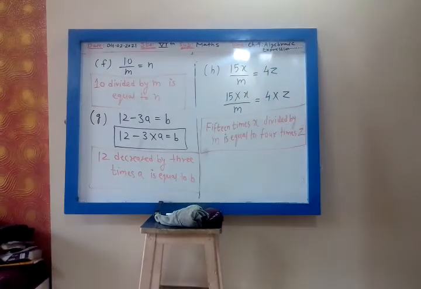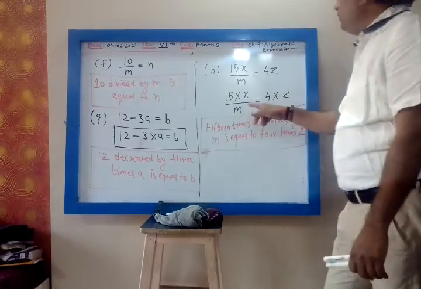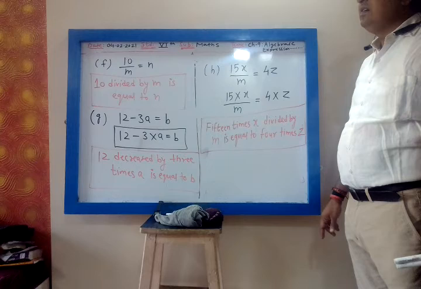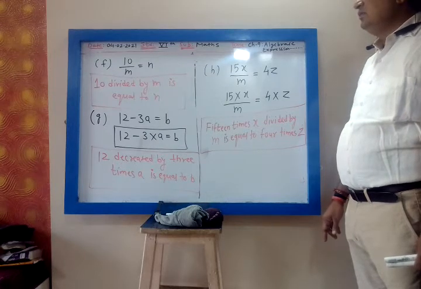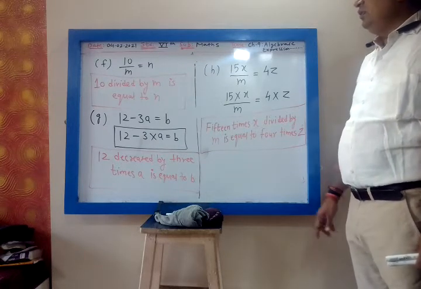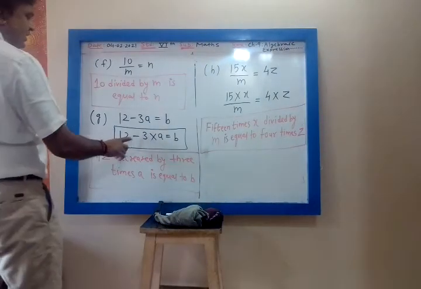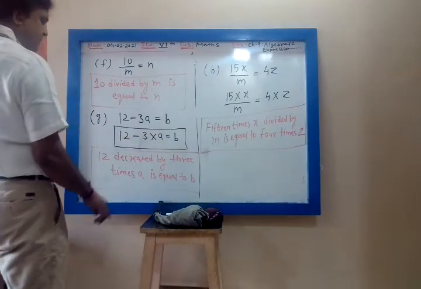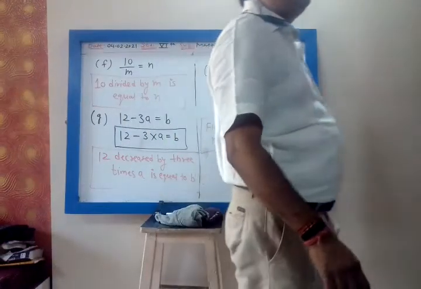Now you can write that in the quotient form also. Let me write the quotient, because just now somebody said. Minus sign means decrease. So 12 decrease by 3 times a.